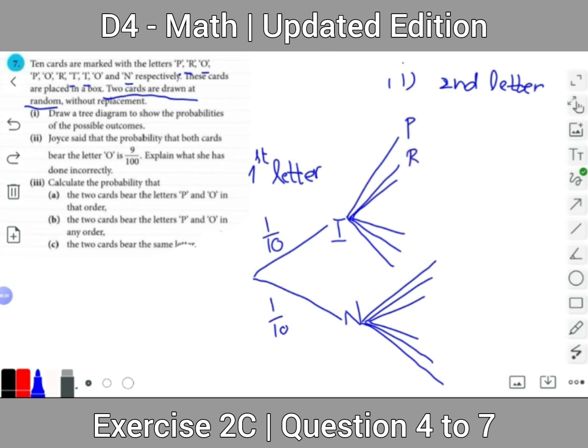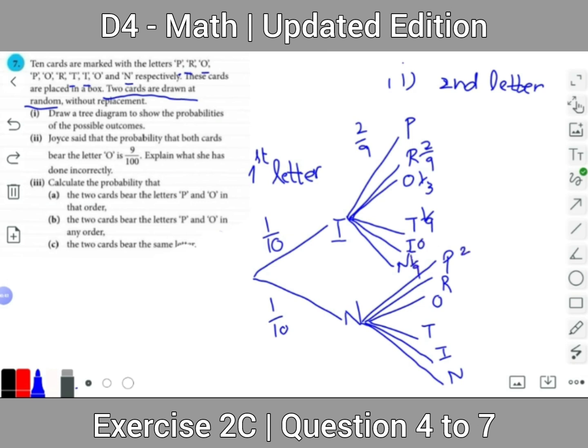P, R, O, T, I, N. So for P, we have 2 over 9. For R, we have 2 over 9. For O, we have 1 over 3. For T, we have 1 over 9. For I, we have 0. For N, we have 1 over 9.